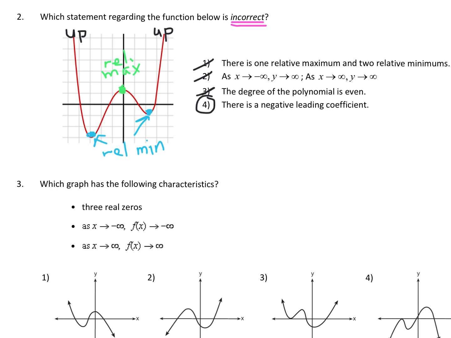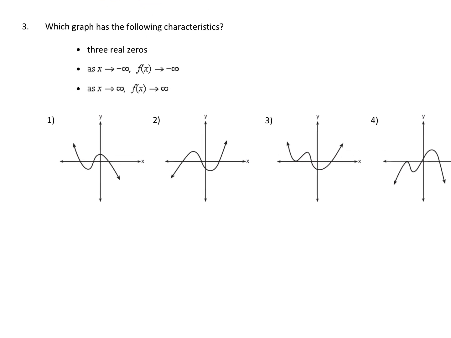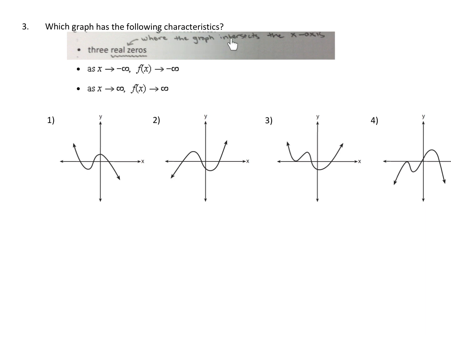Okay, so number 3, they want to know which graph has the following characteristics. The first characteristic is it has 3 real zeros. We know that a real zero is where the graph intersects the x-axis. So if we look at choice 1, there's 1, 2, 3. Choice 2 has 1, 2, 3. Choice 3, even though there's multiplicity here, it still has 1, 2, 3. And the same thing with choice 4. Again, even though there's multiplicity here, it bounces off the x-axis, there's still 1, 2, 3. So basically this first characteristic didn't really help us to eliminate anything.